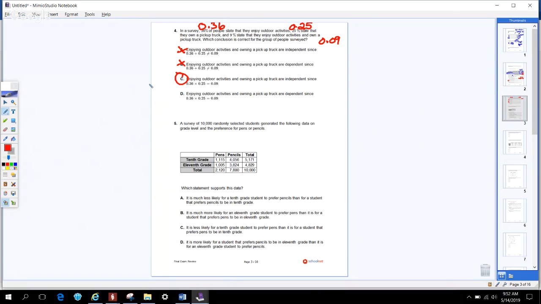So next, number 5. A survey of 10,000 randomly selected students generated the following data on the grade level and preference for pens and pencils.